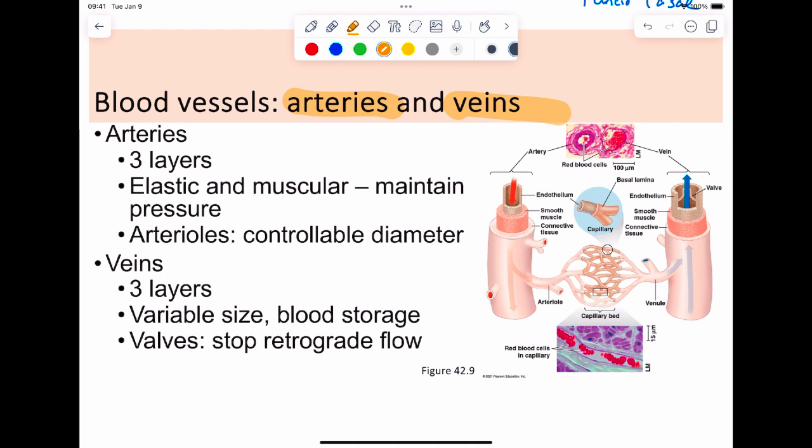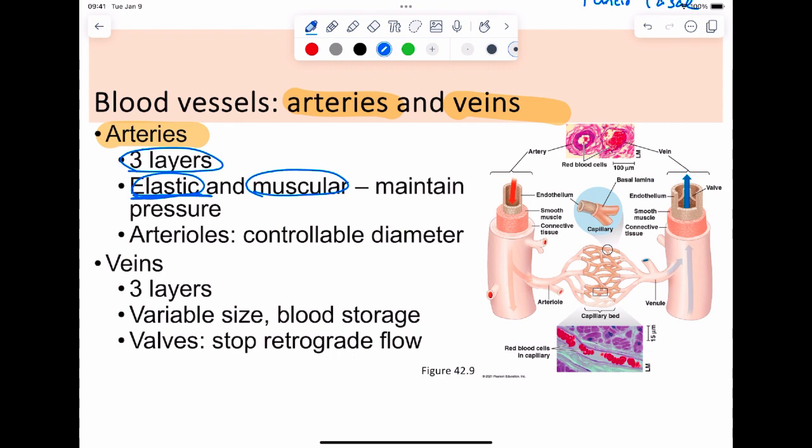Arteries and veins. They're the ones everyone likes to think about. Arteries turn out to have three different layers to them. They have fancy Latin names. We don't care. There are two different versions of arteries. We have what we call the elastic arteries, and we have muscular arteries. The ones that we typically think of are being elastic. So what's elastic? Not stretch. It's stretch, but go back to the original shape. That's the key. It has to go back to the original shape.